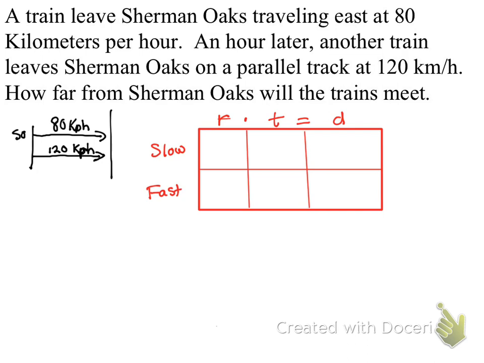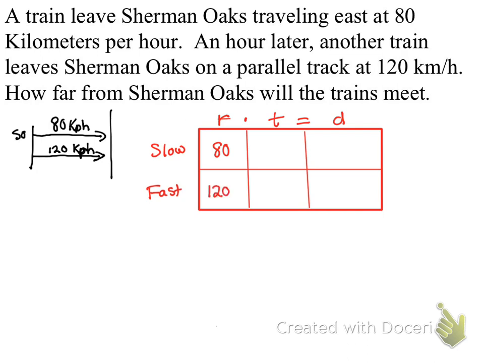What do we know right away? Yeah. Time is an hour. No. An hour later, one leaves. So it's not them catching each other. They want to know how far. An hour later, another train leaves Sherman Oaks on a parallel track. How far from Sherman Oaks will the trains meet? Okay, how about Jamie? Could you put in the rates? Yeah, we can for sure put in the rate. So that's 80, and the fast one's going 120.